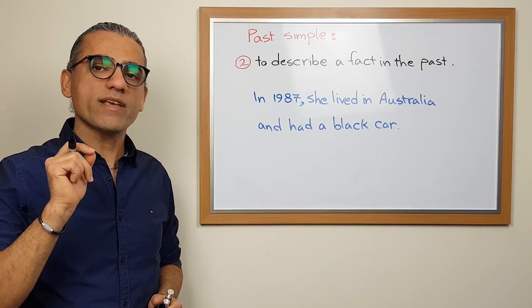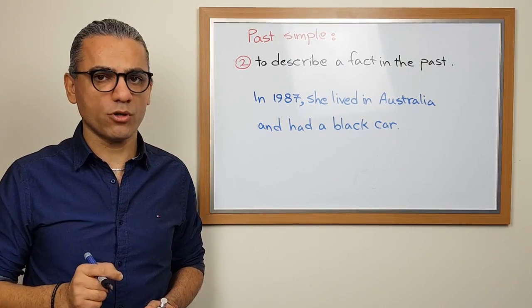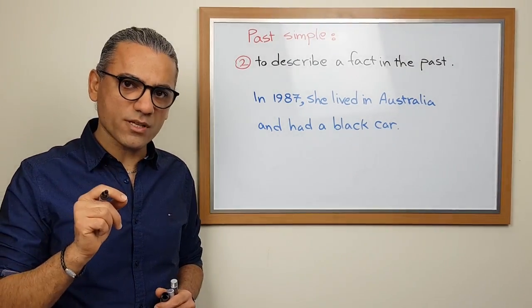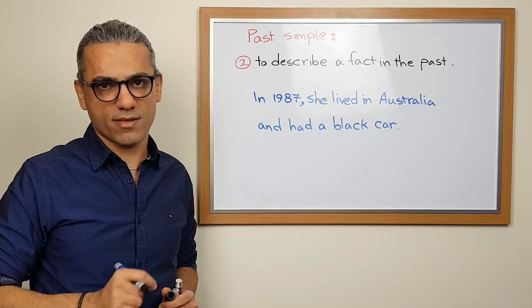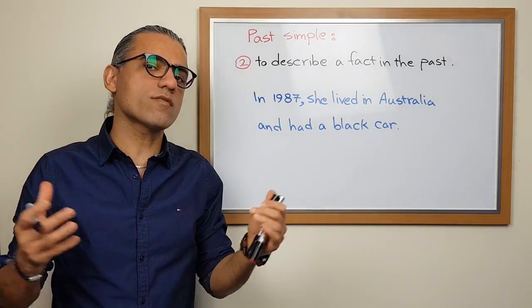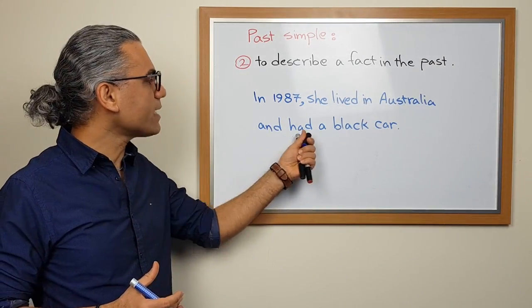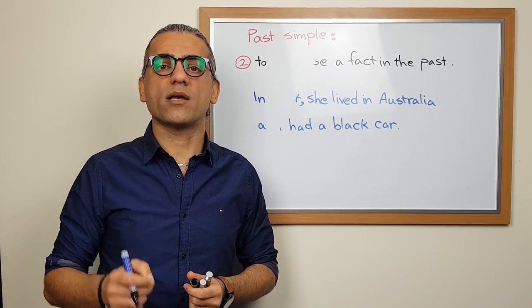Remember, we always have a specific time in past simple sentences. And as I have told you, sometimes this specific time is clearly stated in the sentence. Sometimes it is suggested in the sentence. In 1987, she lived in Australia. This is just a fact. And had a black car. Another fact which was true at a time in the past.